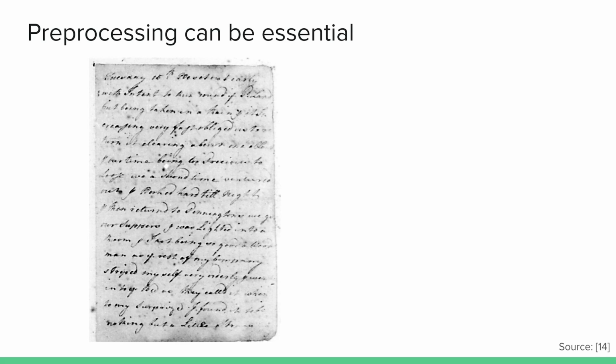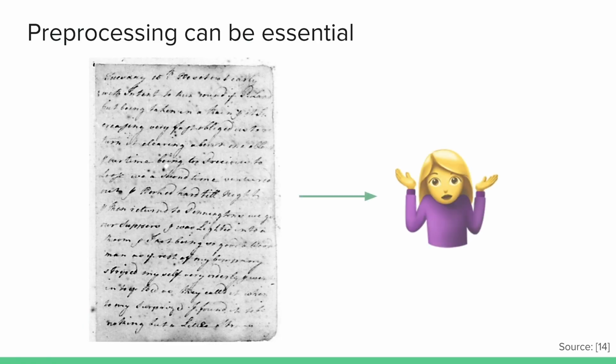Preprocessing can even be essential to make your network work at all. If you present this page of handwritten text to a machine and ask it to tell you what's written on that page, even for humans this is very hard, but a machine will probably just shrug and say, I have no idea, how should I proceed here? So applying the right preprocessing step makes this problem go from unsolvable with neural networks to very hard and challenging, which is already a big step forward.